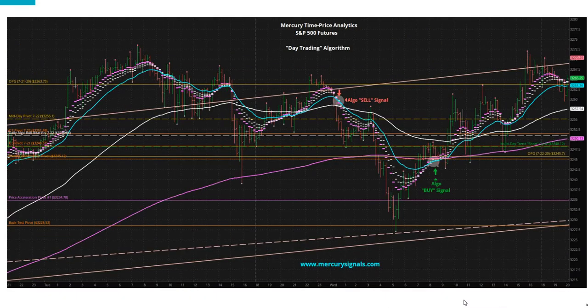Let's see, is this one? Yep. All right. So here's your S&P 500. This is the day trading algorithm for the S&P 500. It's real simple. Right here is your sell. Here's your buy. The cyan line is the momentum algo. And the way this works is simple. On each bar, there are two little white dashes.